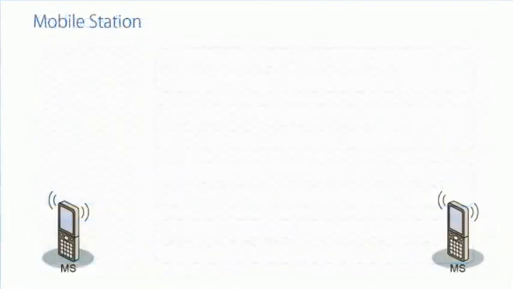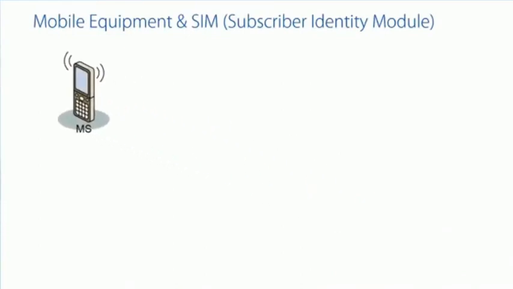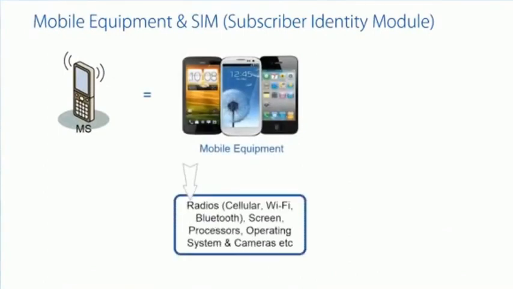So let us begin then with the mobile phone, or more accurately, the mobile station. Now we can see here that the mobile station is actually made up of two key elements. The mobile equipment, which is the hardware of the phone. It comprises the various radios, be that the cellular radio, Wi-Fi, Bluetooth, or even NFC. But it may also include the various processors, screen, battery, cameras that we now take for granted in our smartphones.